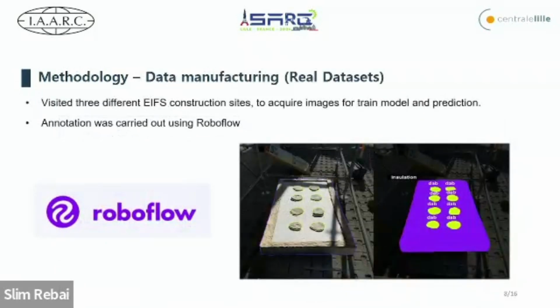Real dataset manufacturing phase. We visited three different EIFS construction sites to acquire images for training the model and prediction. Then annotation was carried out using Roboflow. It was manual.